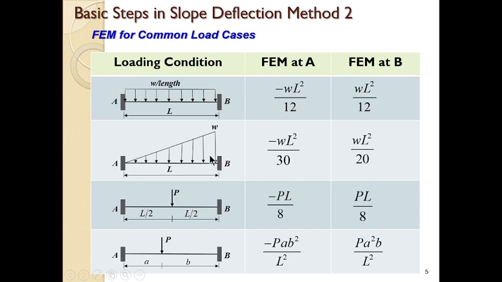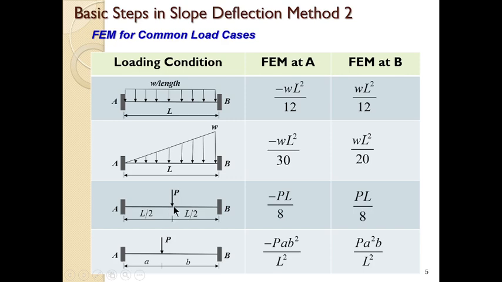Also take note, like I said in moment distribution, if this load was laterally inverted, that means where the maximum load was at this side, this place will still carry the minus because it is the left support, but the value will be WL squared over 20. Sorry, this place will be minus WL squared over 20, and this other side will be WL squared over 30.